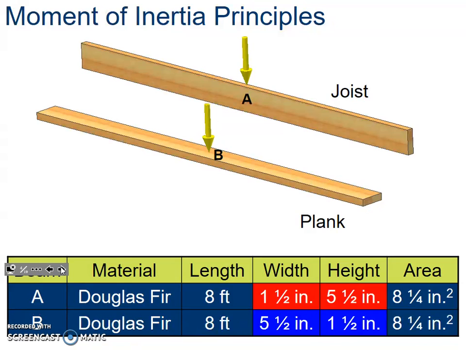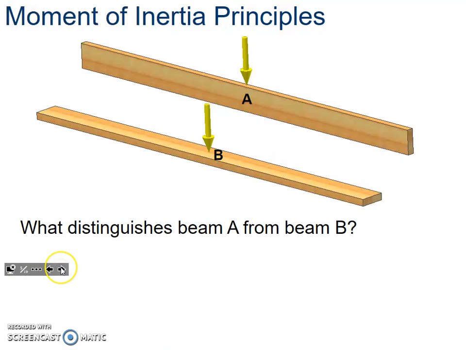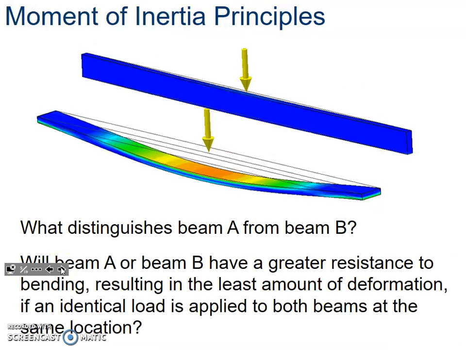We've got a joist versus a plank. The difference is they're exactly the same material, same everything: weight, length, height, and area. The only difference is that one is sitting in the plank version where the longer side is up, while this one has the shorter side up. This is called a joist. This is referred to as the plank. So what distinguishes them both? It's just their deformation.